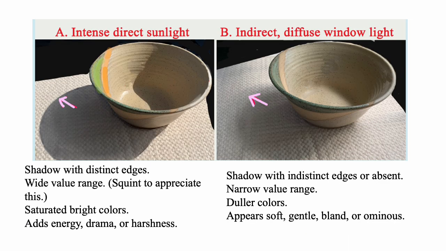Let's compare these two bowls, one in direct sunlight and one in diffuse window light. The first one has a distinct shadow, whereas the second one has a vague shadow with soft edges. The colors are brighter here than they are over here. And the mood is tranquil, maybe with energy and drama, or alternatively harsh, whereas the mood over here is soft, gentle, or alternatively ominous. So moods can be either positive or negative in each case.